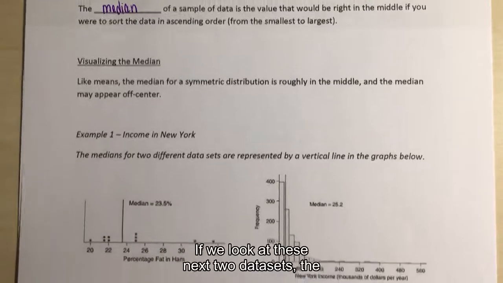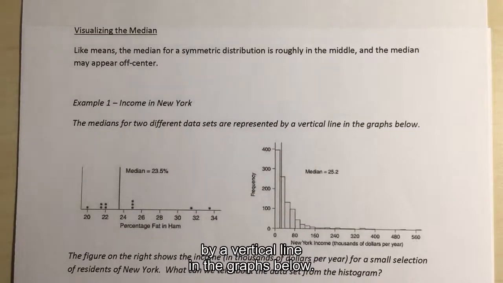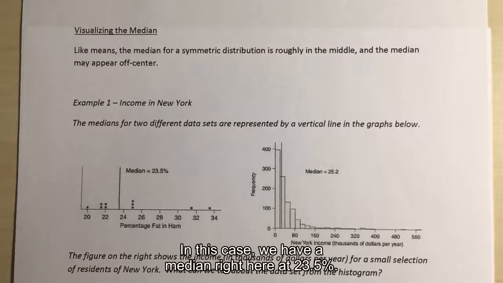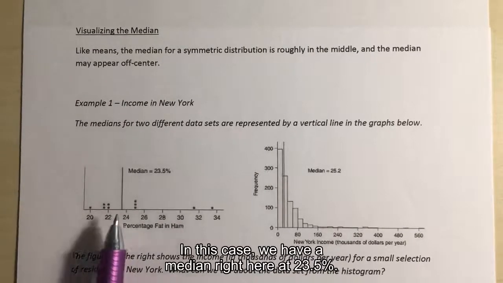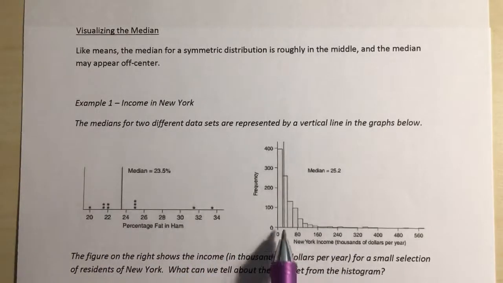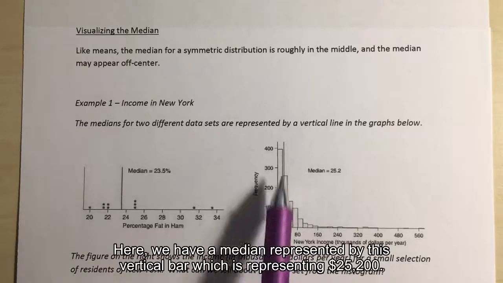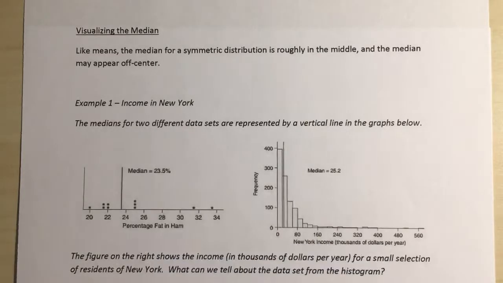So if we look at these next two data sets, the medians for two different data sets are represented by a vertical line in the graphs below. In this case, we have a median right here at 23.5%. So it is in the middle of our data set. Here we have a median represented by this vertical bar, which is representing $25.2 thousand.